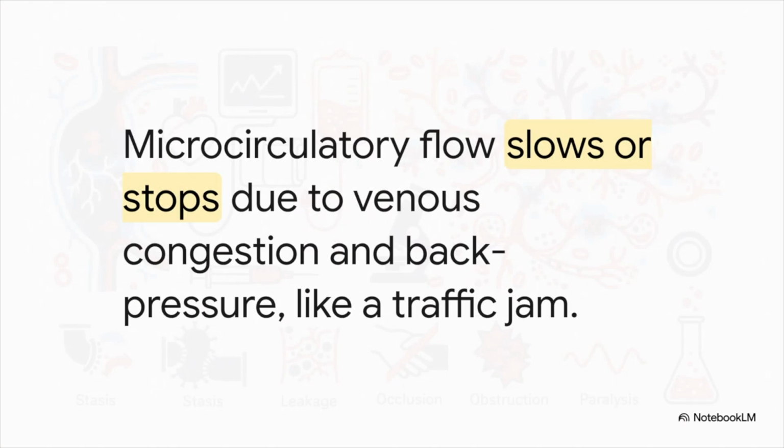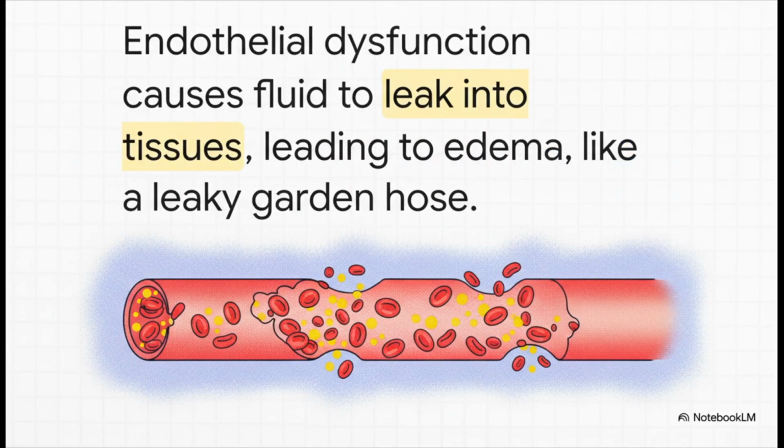The first phenotype is S for stasis. Think of this like a traffic jam on the highway. It's all about impaired outflow. Maybe you have high venous pressure from fluid overload or a struggling right heart. It creates this back pressure that stops blood from leaving the capillaries. Flow just grinds to a halt. Next up, L for leakage.